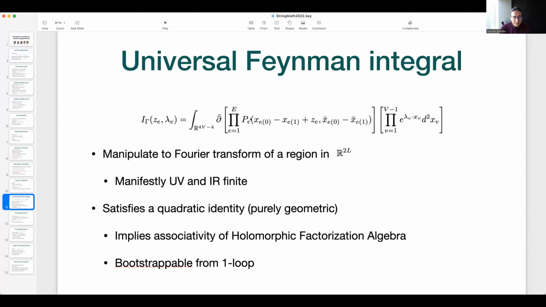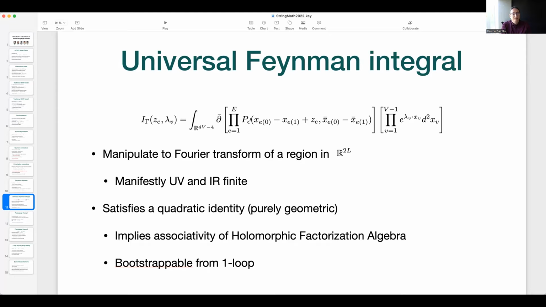Again, this is very analogous to the calculation which was done by Kontsevich, where there were some configuration space points on the plane whose properties implied the factorization algebra properties for the topological theory on the half plane.